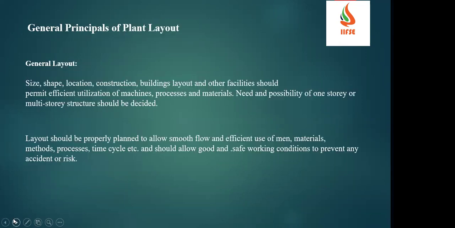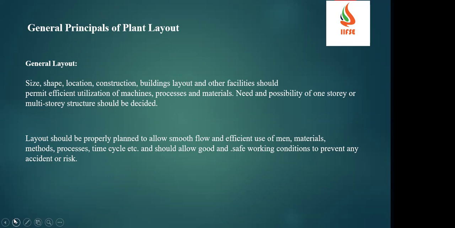Then, the general principles of the plant layout. It is about the general layout, how you are managing the size of the layout and also the shape and location, the construction of the building. And it should be properly designed so that we have efficient utilization of machines and also the processing and materials.